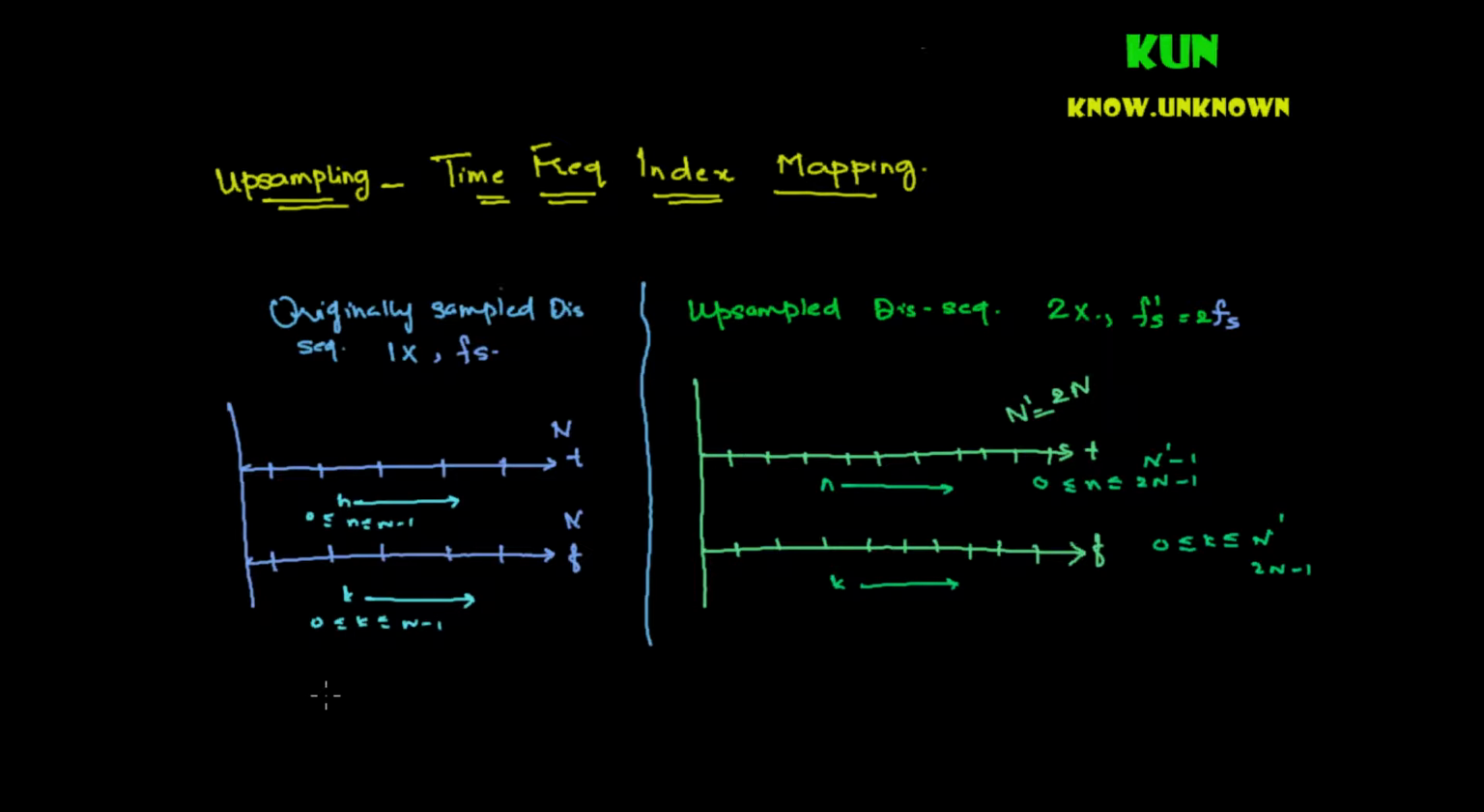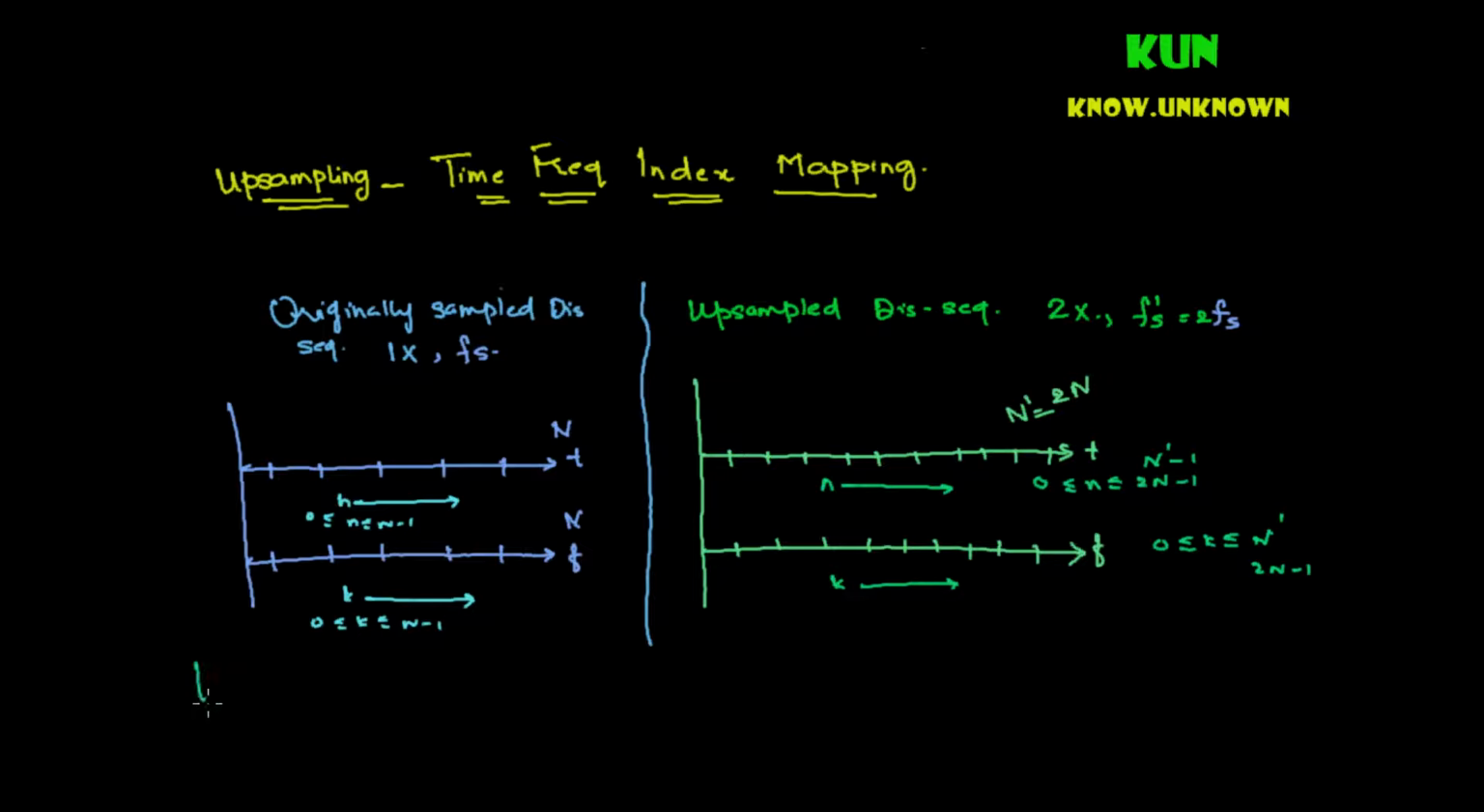Now we have two sections. One derives the time frequency mapping for the originally 1x sampled signal, and one derives the time frequency map of the upsampled signal. Let's go back to our original derivation. We had this magic formula, right? f times t is k times n by capital N.